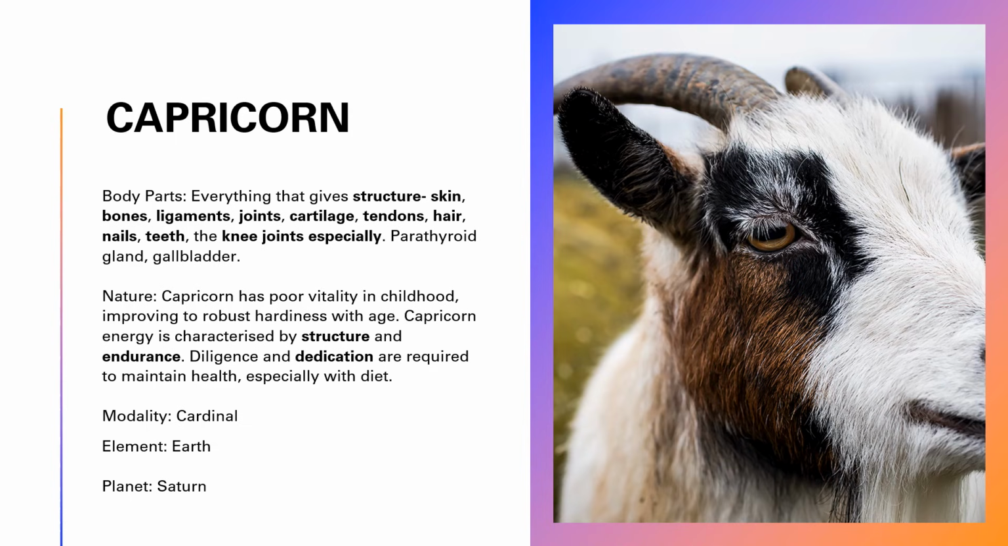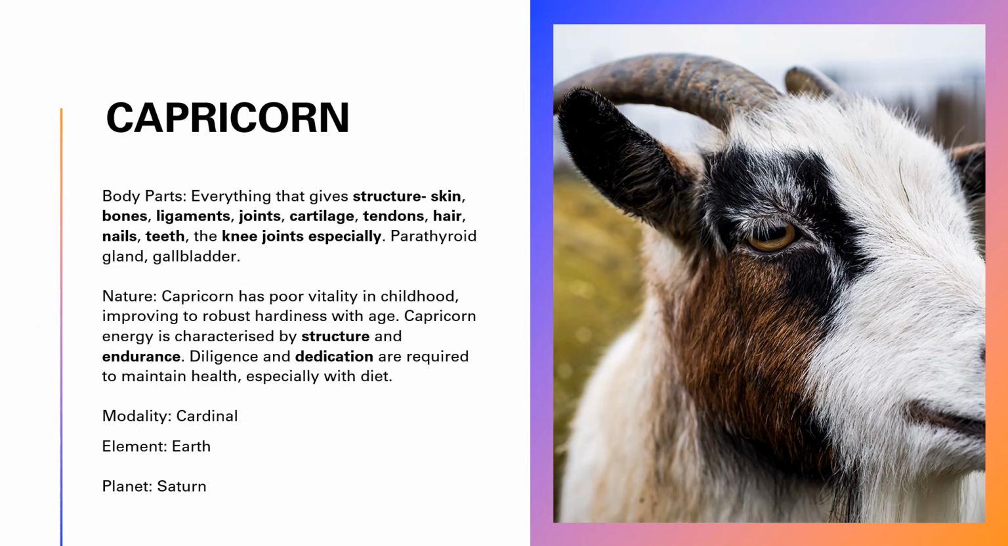Capricorn. Capricorn rules everything that provides structure within the body. So the skin, bones, ligaments, joints, cartilage, tendons, hair, nails, teeth, anything that's sort of hard and stops us from being a sack of jelly. And the knee joints, especially, are under Capricorn's rulership. Parathyroid gland, because there's calcium homeostasis, and calcium makes our bones hard, and part rulership with the gallbladder.